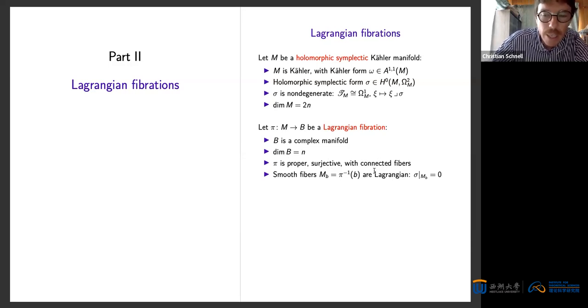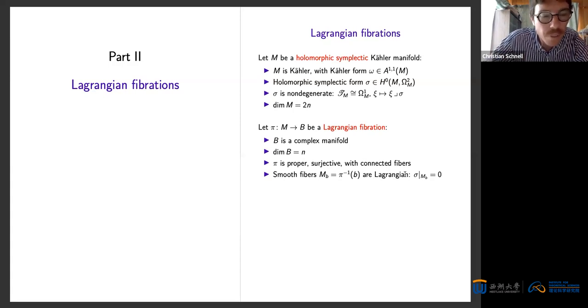So literally, Lagrangian means this condition, sigma restricted to the fiber is 0, and the submanifold has to be maximal for that property, but because of the non-degeneracy, the maximal dimension that a submanifold with this property can have is n. And for dimension reasons here, the fiber does have dimension n, so it is actually Lagrangian, it's maximal.